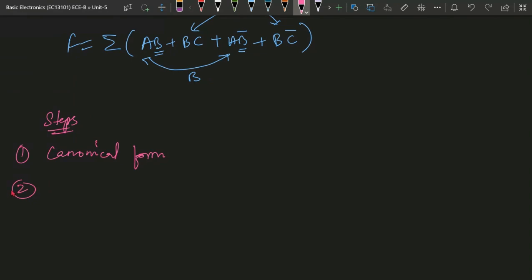The second step is grouping the terms. Here the terms are min terms and max terms. So we group the terms based on the number of ones.